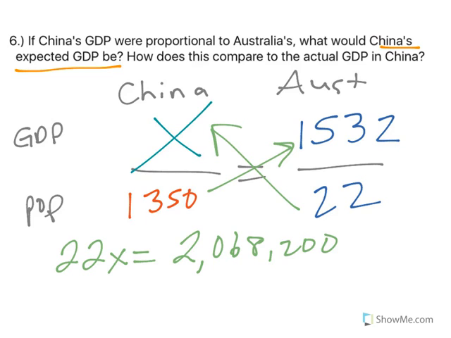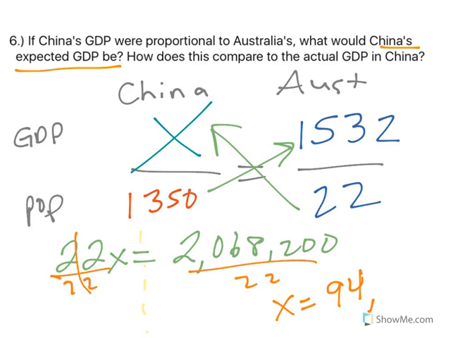All right, so now when I do my cross multiplication, let me change colors here for effect. I get 22x equals, take those two big numbers, and I get 2,068,200. So recall that this equal sign splits it in half. I divide both sides by 22, and China's GDP would be 94,009 billion. So if you want to draw that out, you'd have to put 9 zeros at the end of that. I mean, that's just ridiculous.